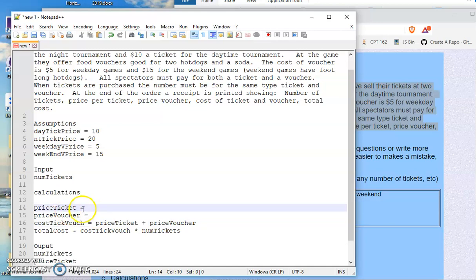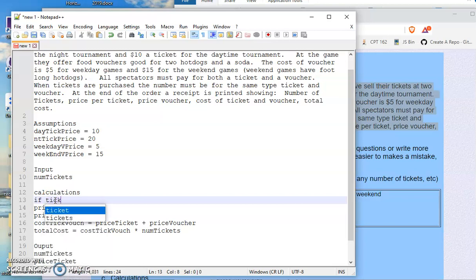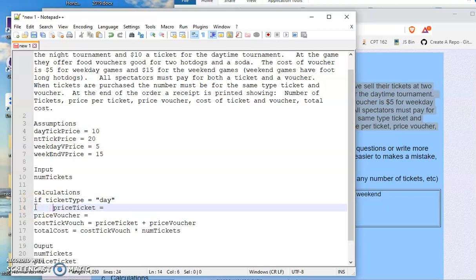All right, so I know that if it's a day ticket, it's going to be the day ticket price, and if it's a night ticket, it's a night ticket price. If it's a weekday, then it's $5 for a voucher, and if it's a weekend, then it's $15. So we have to make some decisions. So I'm going to say that if ticket type equals day, then the price of the ticket is going to be the day ticket price, day tick price.